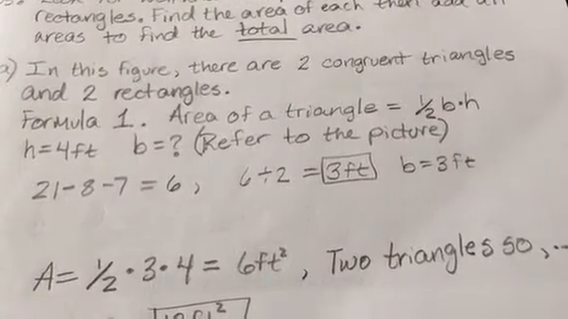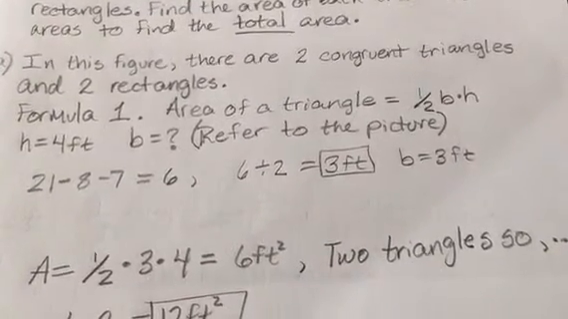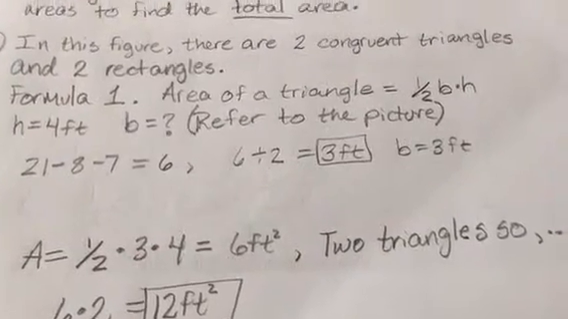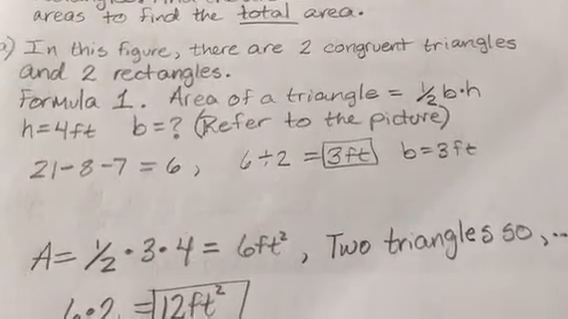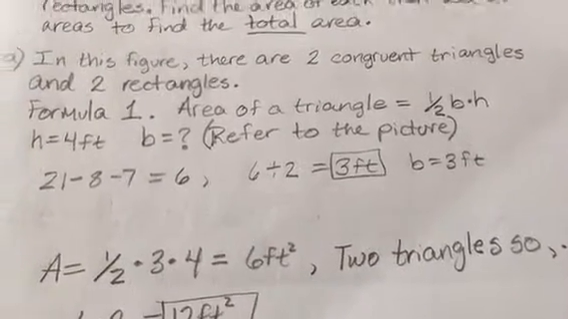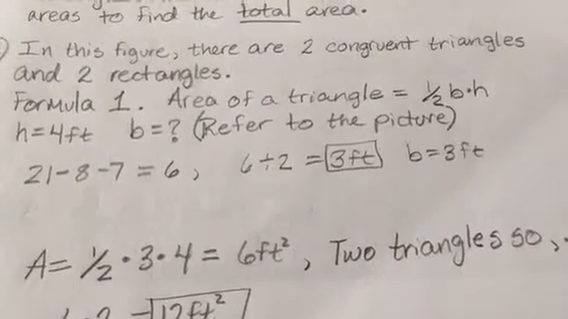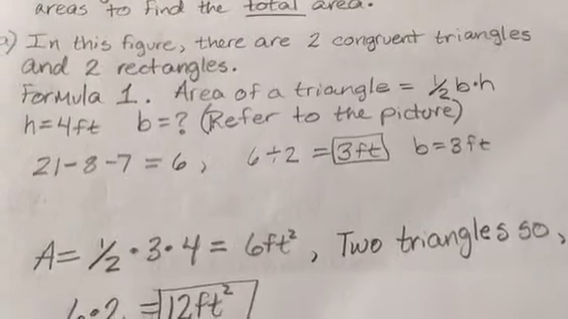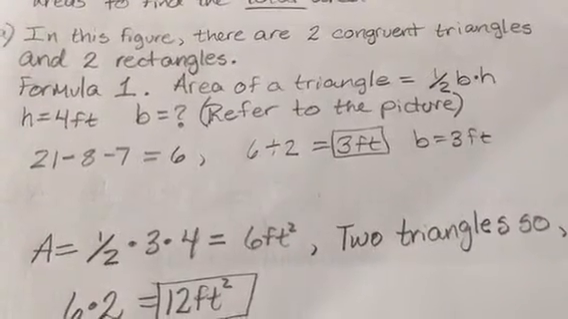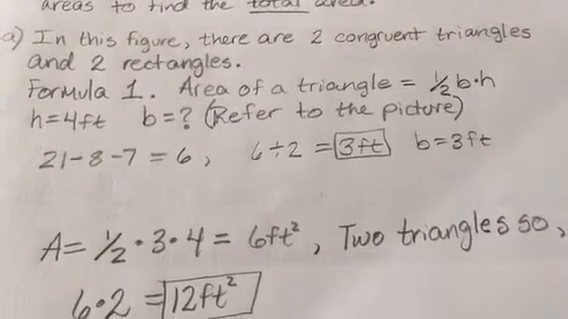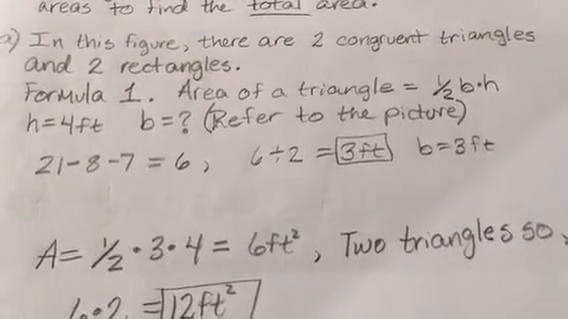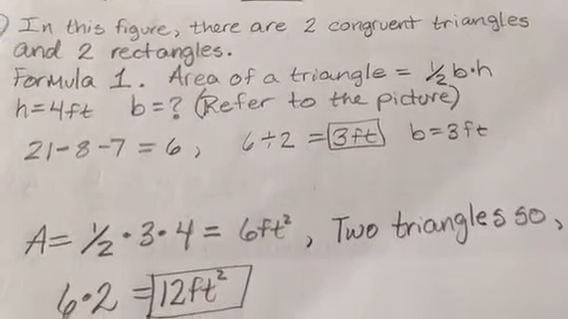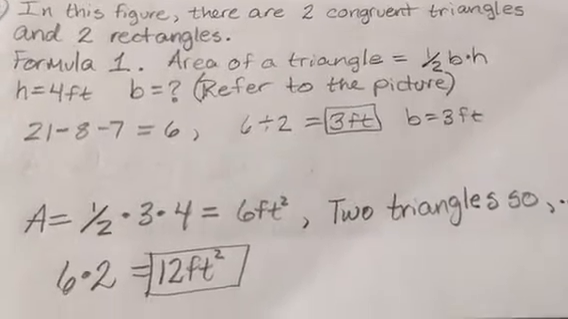If you notice, the base of the triangles is actually a part of other sides of this figure. So what we'll have to do is subtract off known pieces of those sides, and then we'll be left with the remaining length of both triangles. So 21 minus 8 minus 7 will give you 6 feet. But again, since we have two congruent triangles, we need to split that in half in order to find the length of one base of a triangle. So we see the base is 3 feet, and now we just plug and chug.